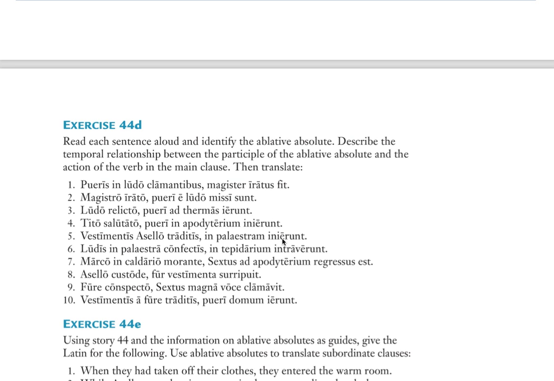So there are 2 examples of ablative absolutes in action. And I'll leave it alone at that and hope for you to figure out the rest. Good luck.